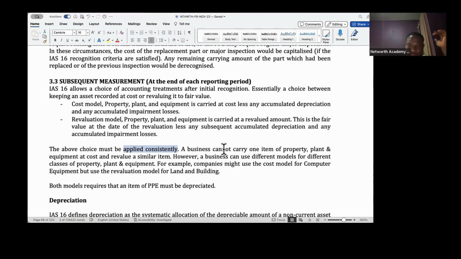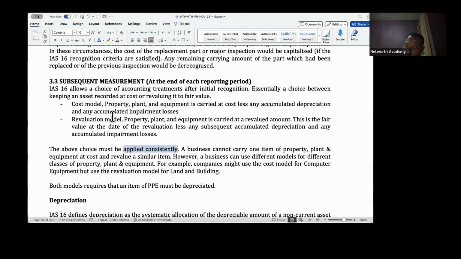And again, the model you use, you have to choose it for a class of assets, right? And when I say a class of assets, I'm talking about when you have plenty of land and building. Now, land and building is a class of assets, okay? So you have to use the same model for all your land and building. For all your computer equipment, you can use another model. You can use revaluation model. But the idea is that it's on a class by class basis.